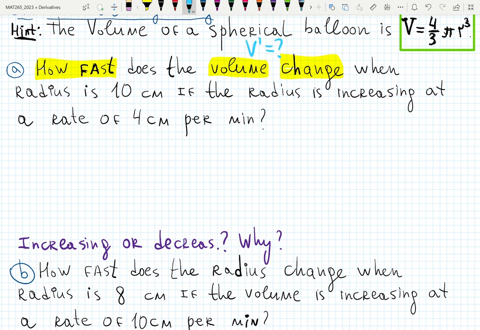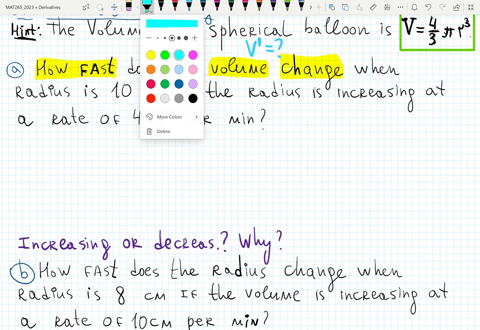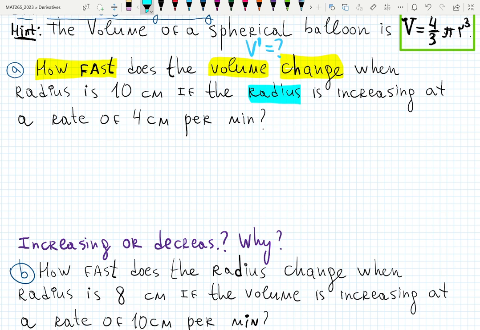V prime, we don't know. And I don't know yet with respect to what. But I'm at least going to know this is the derivative of V and we don't know it. Then they say when the radius is 10. And then if the radius is increasing at the rate of 4. So let me go to the second phrase first. It's going to be in blue. I see the radius is changing. Increasing, decreasing means changing. That is also derivative, right? That is the hint. And also in the previous class, I gave you synonyms of the derivative: how fast, instantaneous rate of change, and per, or the slash.